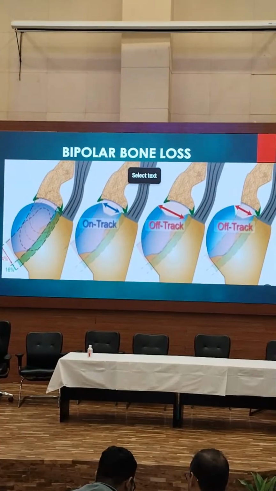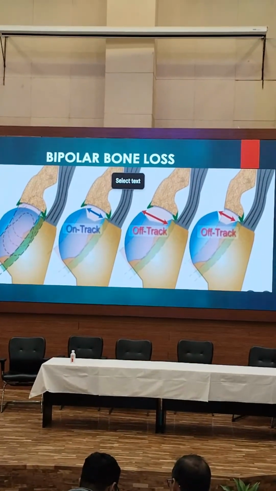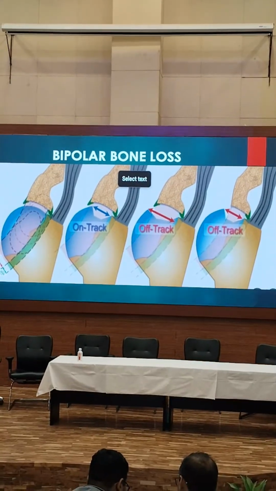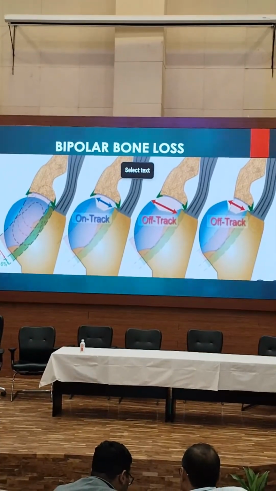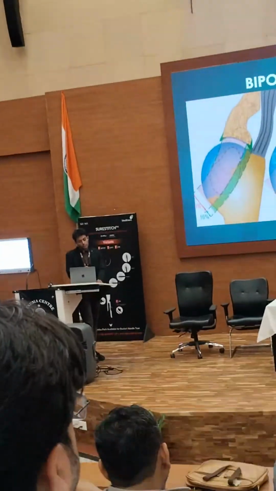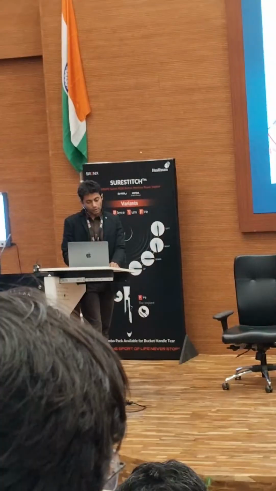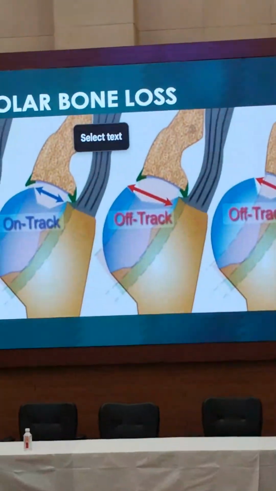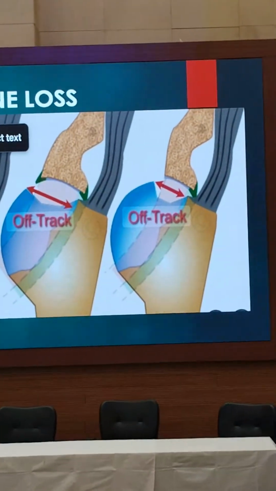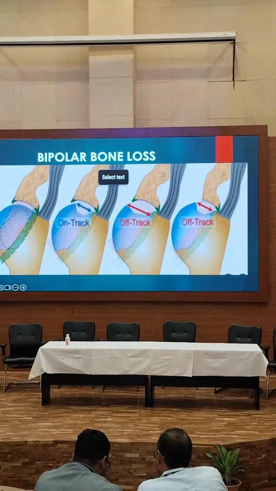With the advent of bipolar bone loss, if we look at the last two images, an off-track lesion can be created in two conditions. Whenever the Hill-Sachs lesion is quite big, it can become an engaging lesion and become an off-track lesion. Also, if there is a small Hill-Sachs but a larger glenoid bone loss, it can again become an engaging lesion.